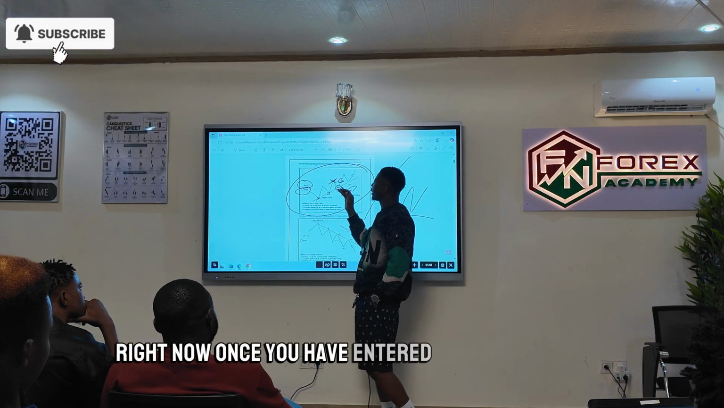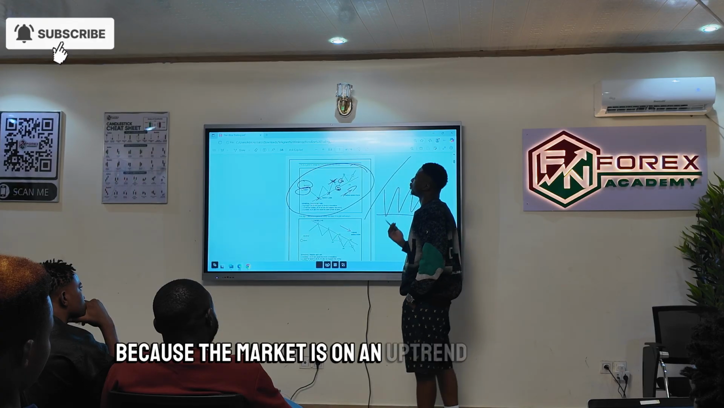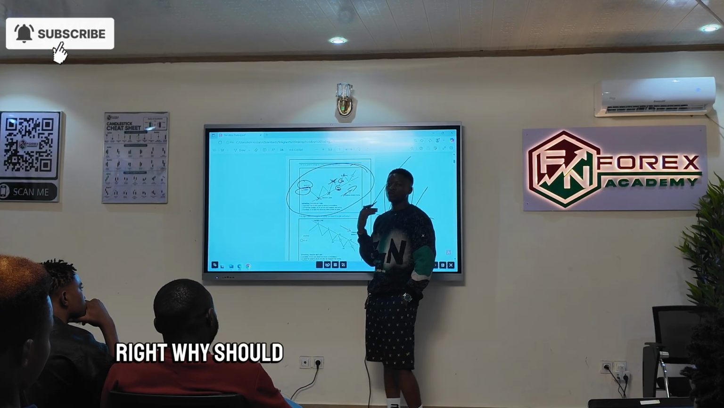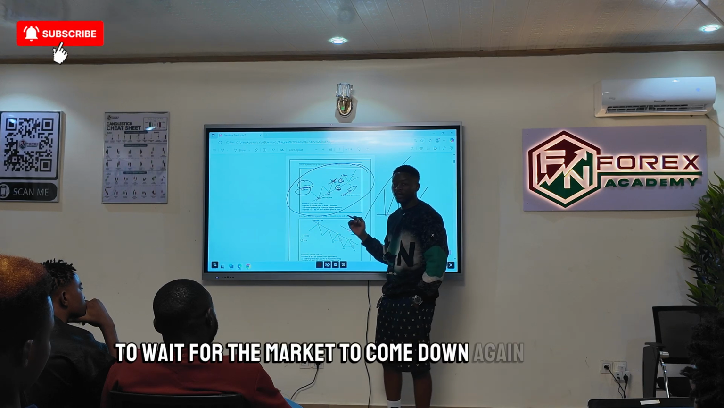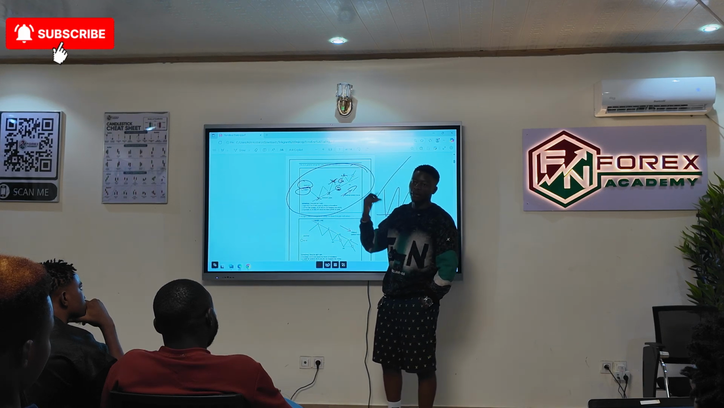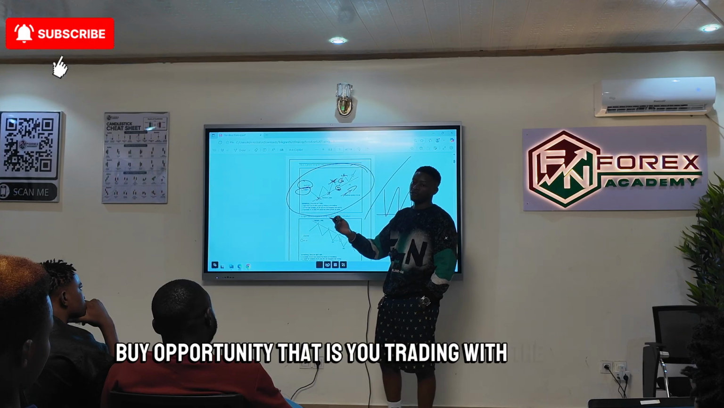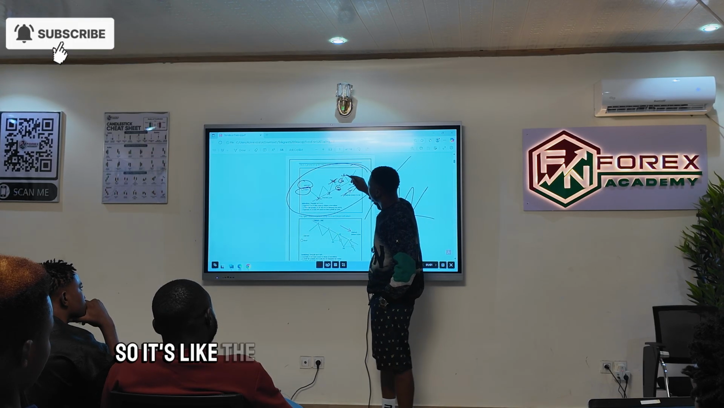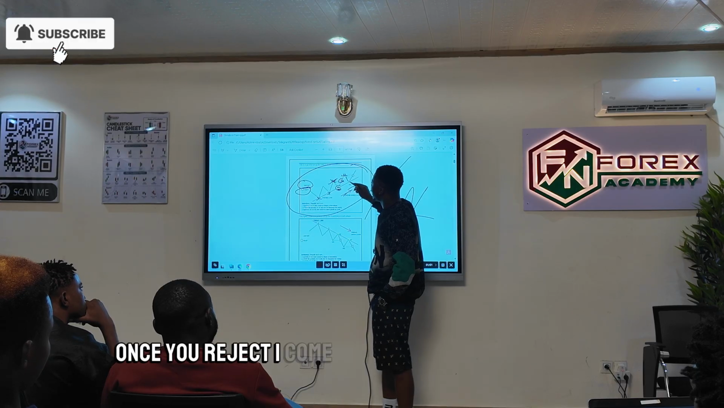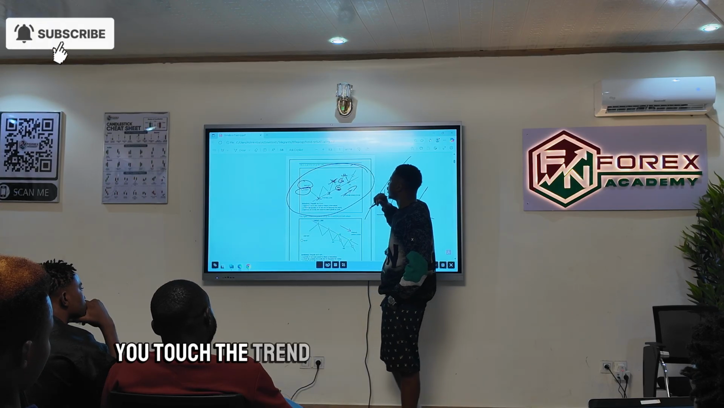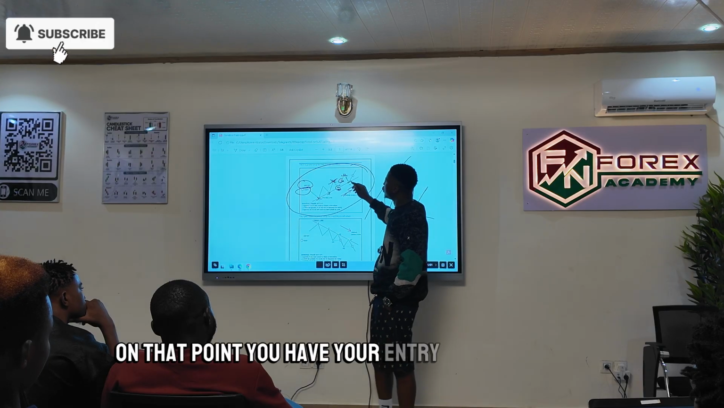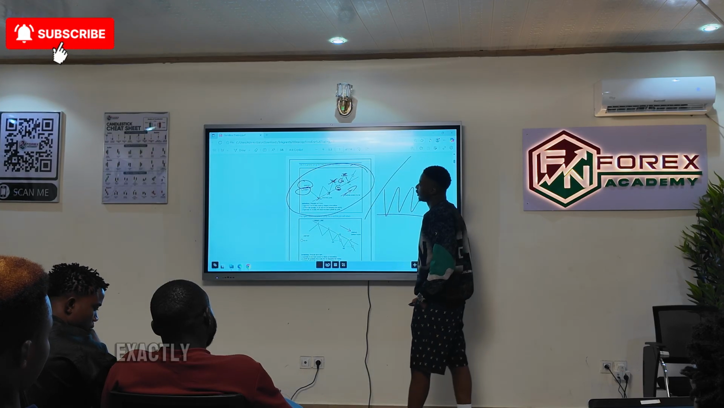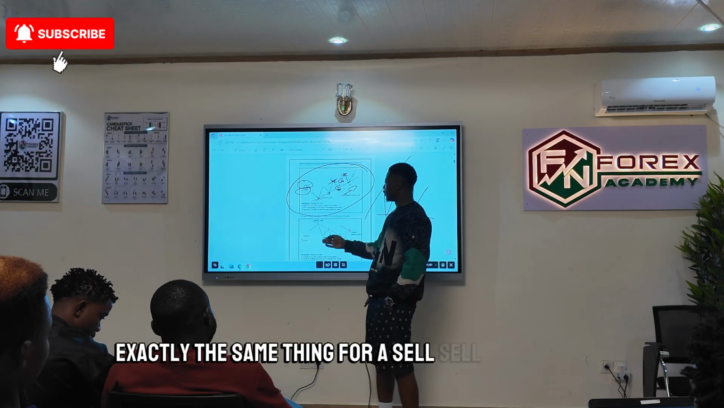Now, once you have entered your trade, because the market is on an uptrend, you should not be looking to sell from here, right? What you should be looking to do is to wait for the market to come down again, then you have another buy opportunity. That is you trading with the trend, right? So with that now, you get high probability trade. So it's like the market is always going to reject. Once you reject and come back, what happens? You touch the trend line again. On that point, you have your entry, then your take profit is on the previous high. Is that clear?